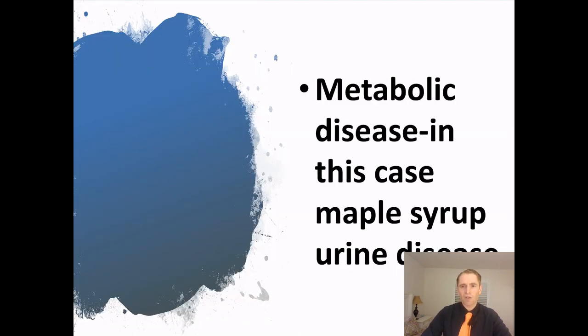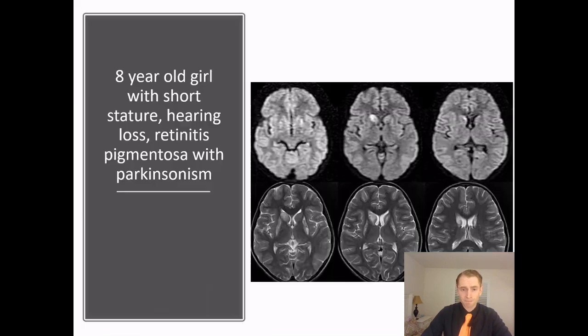Indeed, these lesions are typical of metabolic disease. Now, you would never be able to guess the disease just based on the pictures, but this particular patient had maple syrup urine disease, which is a genetic defect in metabolism of branch-chain amino acids.